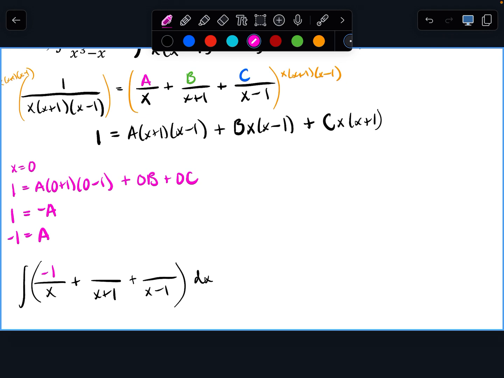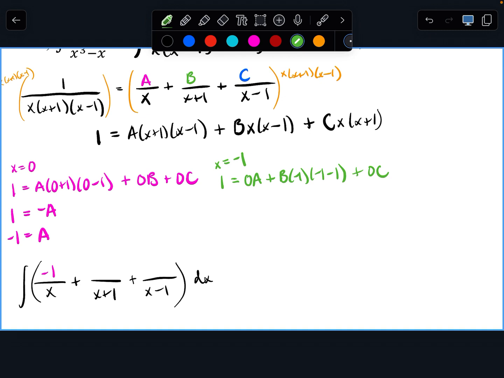Okay, now we're going to go for B. So for B, what do I want to get rid of? So A and C have the x plus ones, B doesn't. So if I want to nix the A and the C, I want to let x equal negative 1, right? Because that'll get rid of the A and the C. So I'm going to let x equal negative 1. So I get 1 because it was just 1. And then this is 0a plus b times negative 1, and then negative 1 minus 1. Okay. And then plus 0c, which is the point.